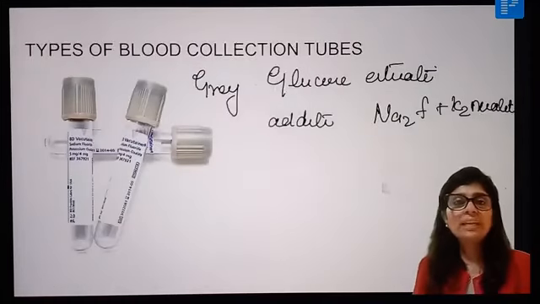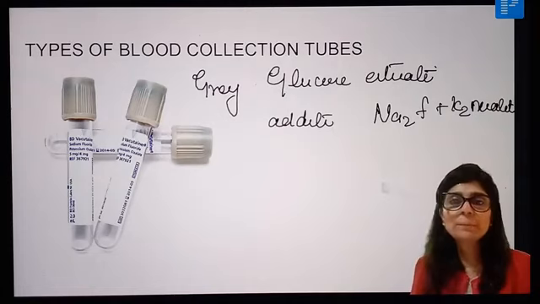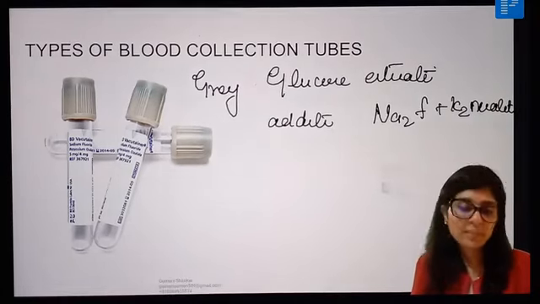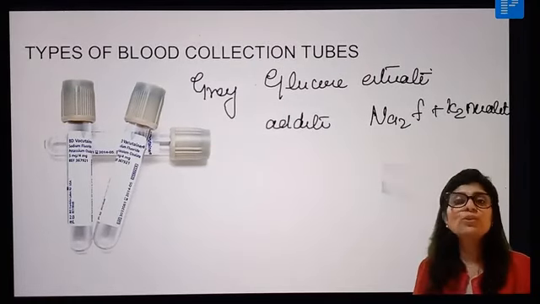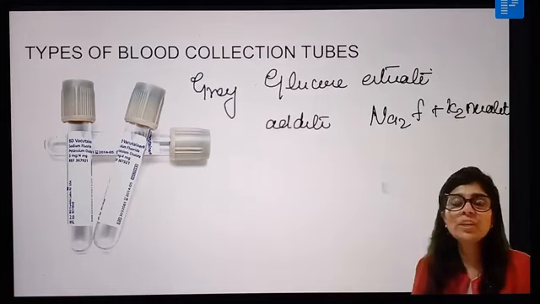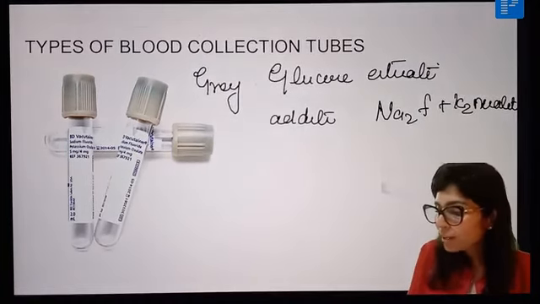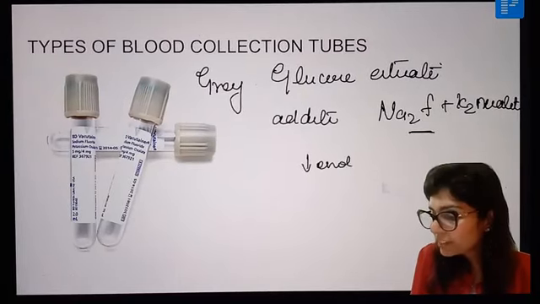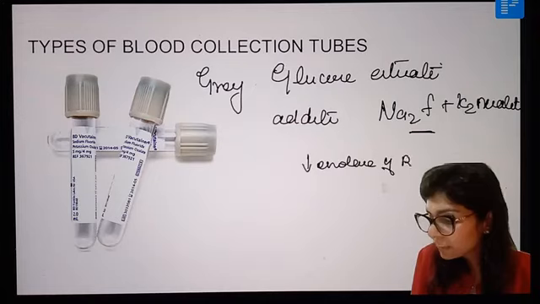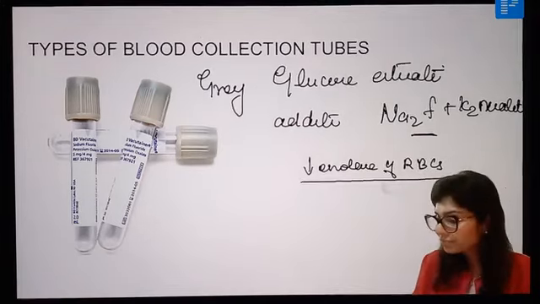Okay. Now, gray top tube, I said G for G. Gray top tube is used for glucose estimation. And in today's INICET, they've asked a question on blood collection tube. I just came to know. So gray top tube, G for G, it is used for glucose estimation, and the additive is sodium fluoride and potassium oxalate. And if you're asking me why should fluoride be added for glucose estimation, because fluoride inhibits enolase of RBCs.